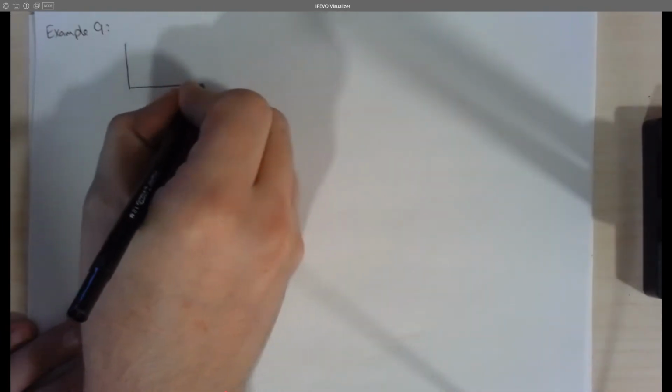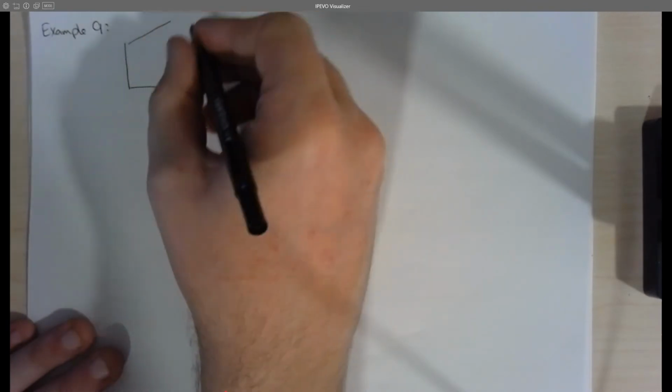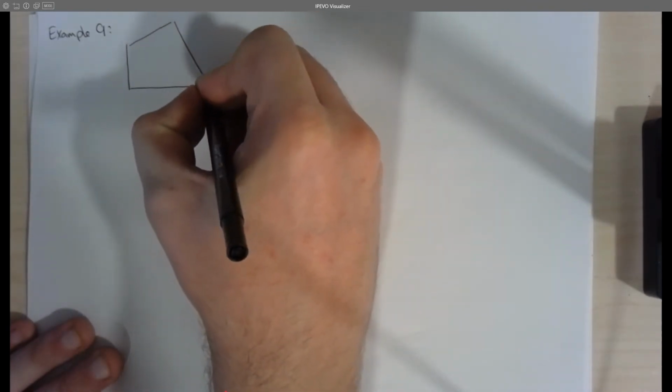So example 9, we are given a shape that looks something like this. We're given some information about the shape. We have a dotted line here as well. We are told that this distance is 3, that this distance is 5, that this side is 4, and that this height is 6.